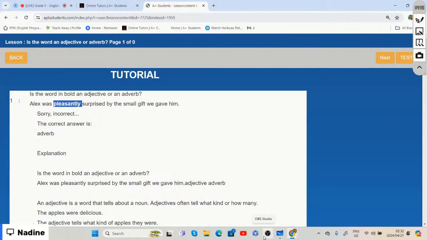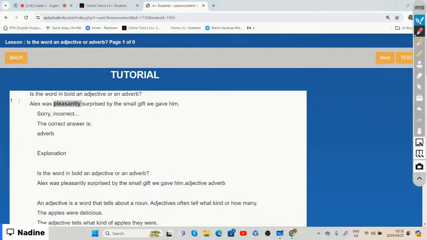All right. And if we were to select whether it's an adjective or an adverb, we will say pleasantly is an adverb. Remember, we said that an adverb tells us how, and it usually ends with an ly.